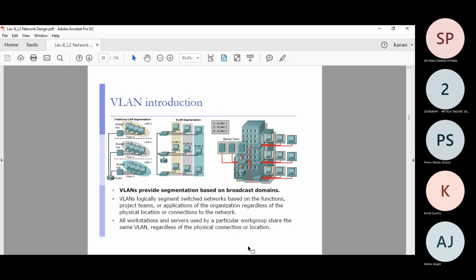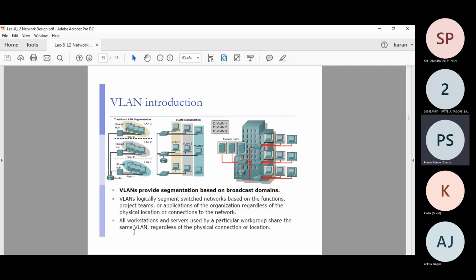See, there is a traditional VLAN segment, VLAN 1, VLAN 2, VLAN 3. This is a shared hub, floor 3, floor 2, floor 1. So VLANs, how to segment with VLAN? VLAN 2, VLAN 2, VLAN 1, then VLAN 3. Same scenario in the third graph: first floor, second floor, and third floor, created for VLAN 1, VLAN 2, VLAN 3.